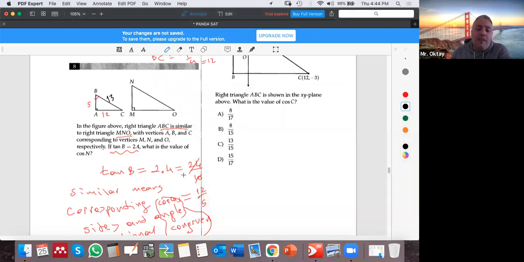It's good. Now what am I going to do? It says to find cosine of N. Where is N here?